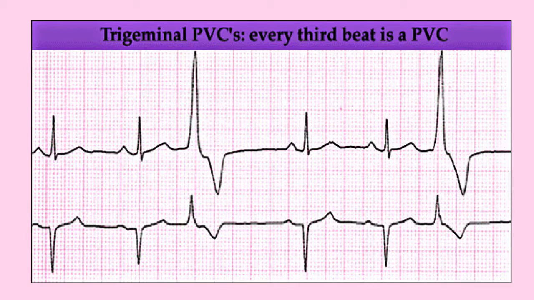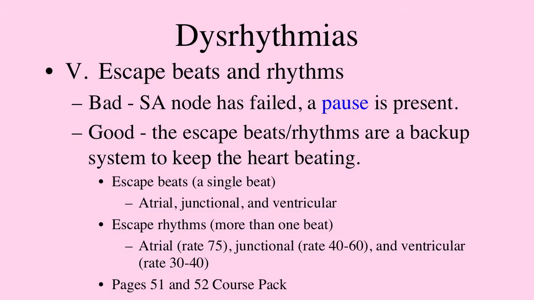And that's on page 51. On page 52, you have escape rhythms. And this means 2 or more beats. Usually it's a continuous rhythm, just continuous beats. And you can have, again, atrial, junctional, and ventricular. And this is where early in the course we talked about the general internal pacing of the heart. And we said mostly it was at the SA node.